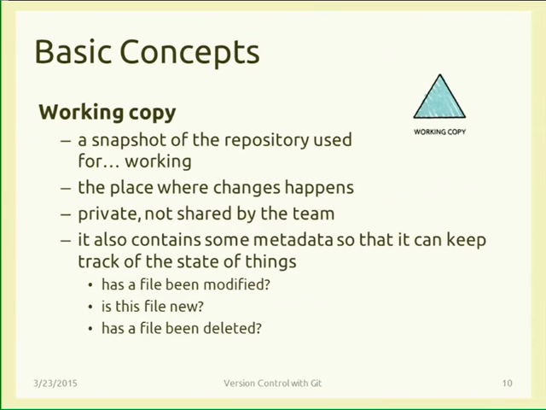Then we have the opposite, a working copy, this triangle here. A working copy is the snapshot of the repository that is used for working. It is the place where changes happen, a copy of a portion of the repository on your computer where you work. It's private, and it also contains some metadata so that it can keep track of how things change: a file is modified or not, this is a new file, this is a deleted file, and so on.